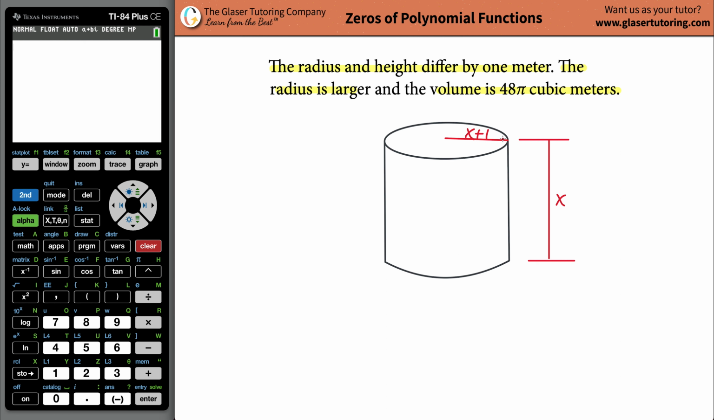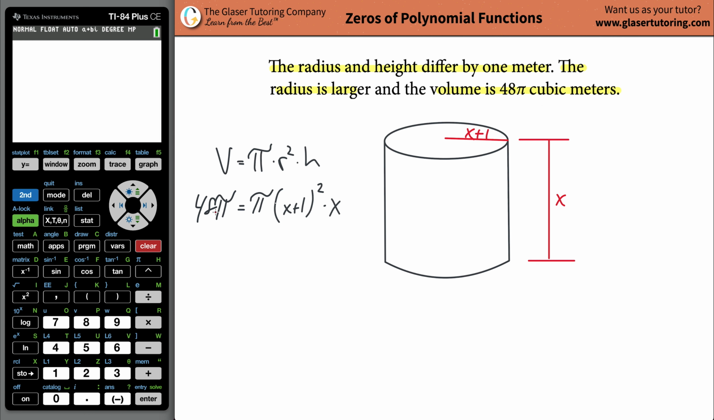So if I plug in the information that the volume is 48 pi, I'm leaving out the cubic meters because they're just units, although some people get a little crazy about that. Just remember that it's in meters, okay? So we'll plug them in at the end if you need. Times then the radius we defined as x plus 1, squared, times the height of x.